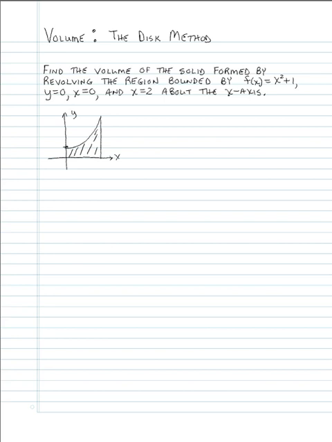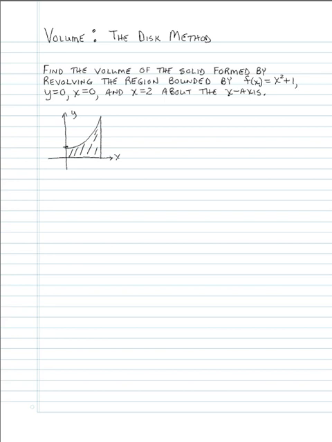Back to our problem. Find the volume of the solid formed by revolving the region bounded by f of x equals x squared plus 1, y equals 0, x equals 0, and x equals 2 about the x-axis. As with problems of a geometric nature, like we've seen many times before, we really need to draw a sketch or a diagram of what's going on. So let's draw that sketch.